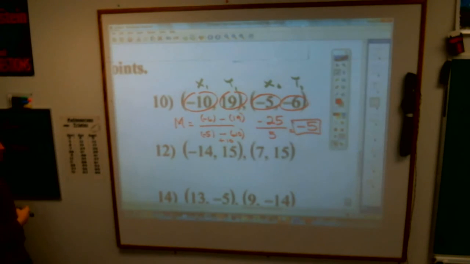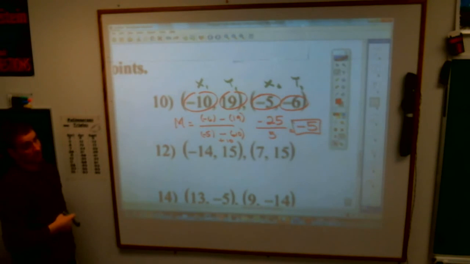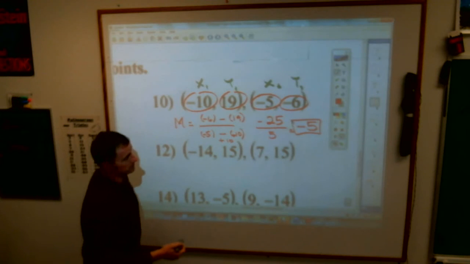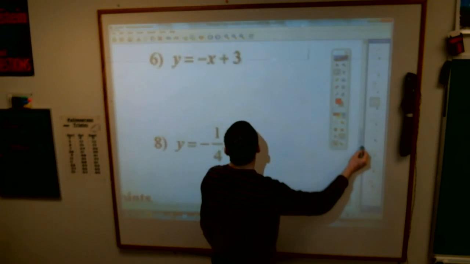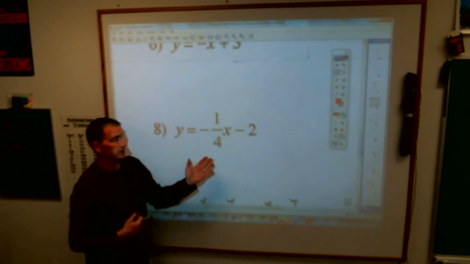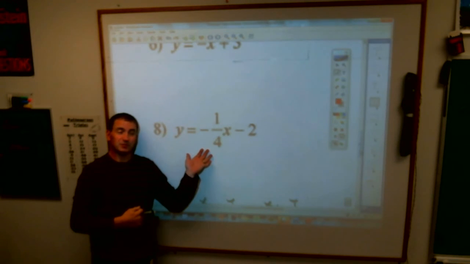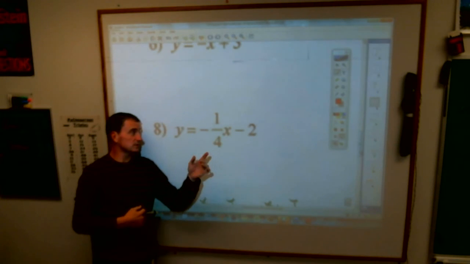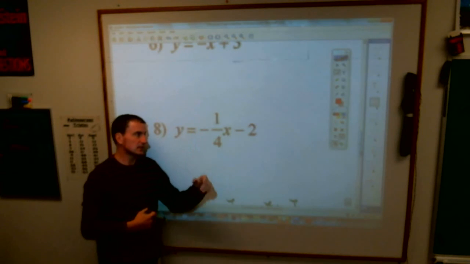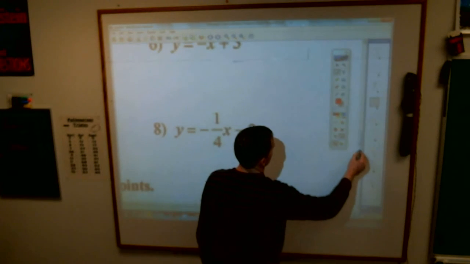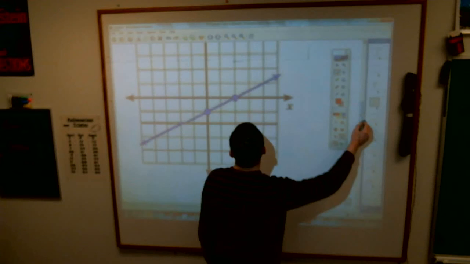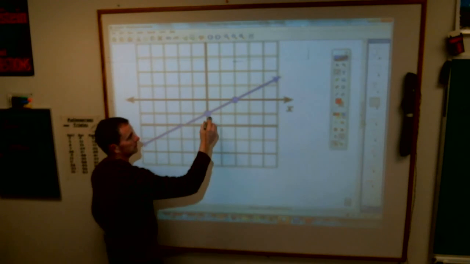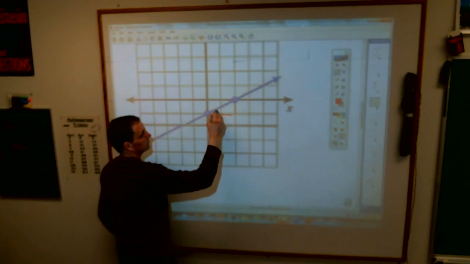Stop me there if that does not make sense to you. Just gotta take your time and fill it in right. Other parts are going to be this. They're going to ask you what's the slope of that. That should not be too hard. The slope is negative 1/4. And up here you actually have to draw the triangle thing and do the slope.